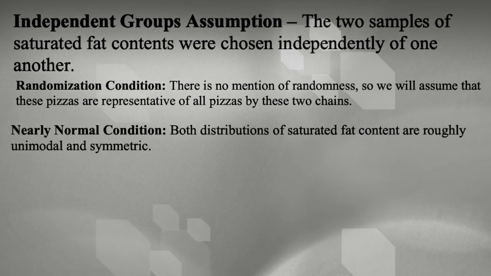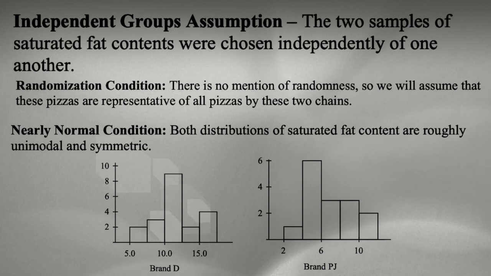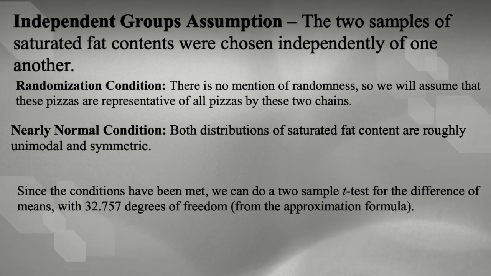The nearly normal condition, which we can check from a histogram: both distributions of saturated fat content are roughly unimodal and symmetric. Since the conditions have been met, we can do a two-sample t-test for the difference of means with 32.757 degrees of freedom. I'll show you how we get that in just a second.